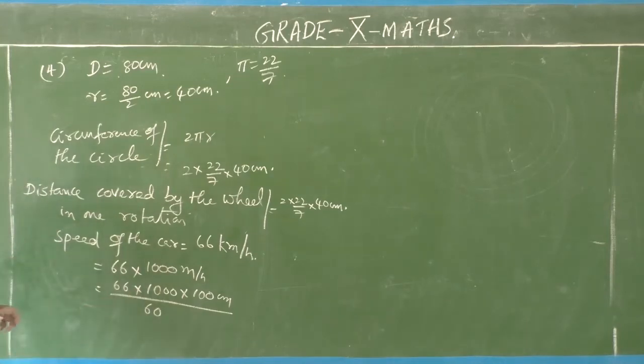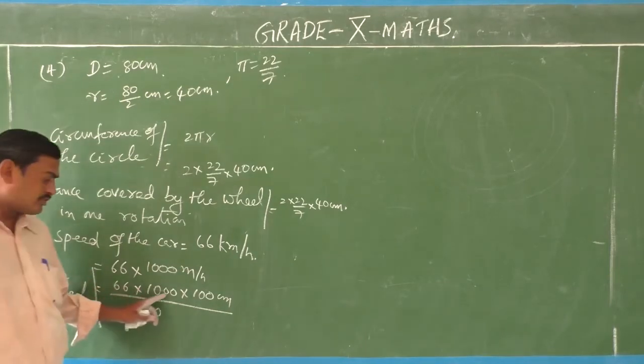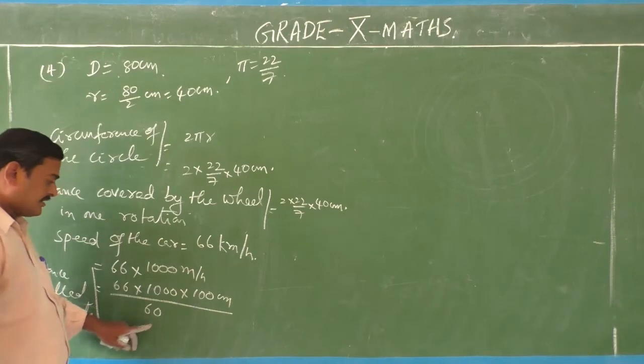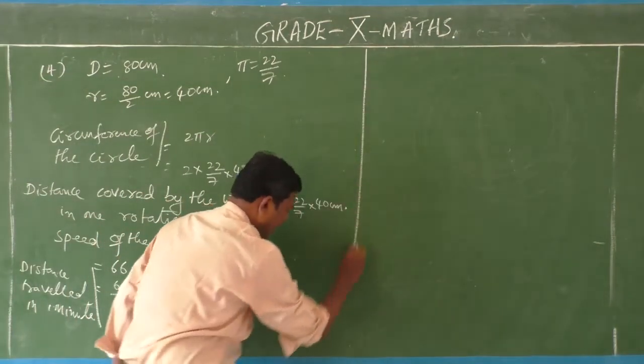So this is the distance travelled in 1 hour. Distance travelled in 1 minute equals 66 into 1000 into 100 centimeters by 60. Now the zeros cancel. Then what will happen?